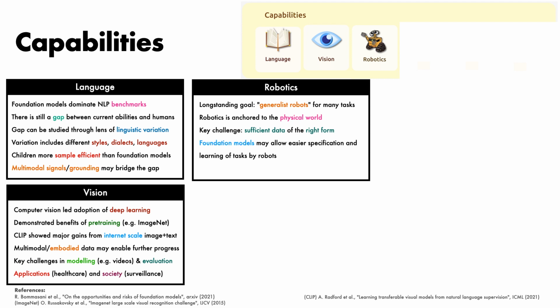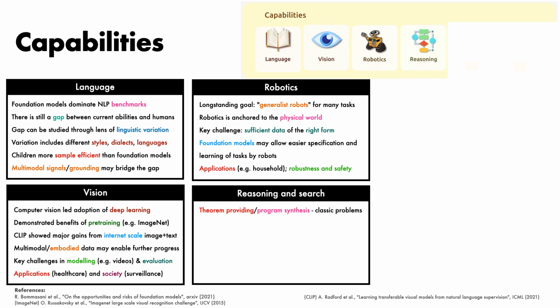If foundation models work well in robotic contexts, they may allow for the easier specification and learning of tasks by robots. This may in turn enable new applications, such as robots for household tasks, which will heighten the importance of robustness and safety.